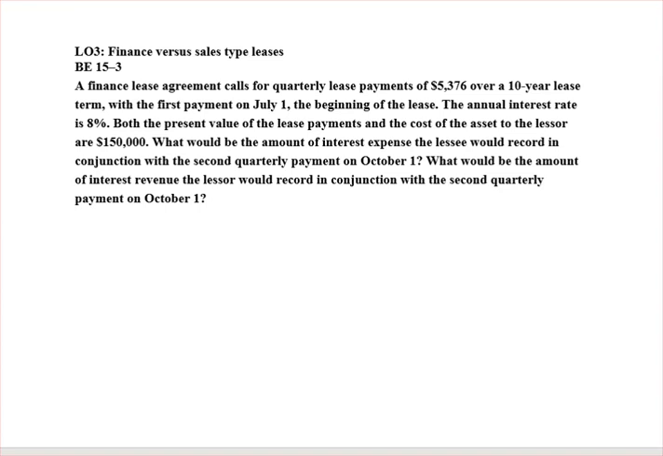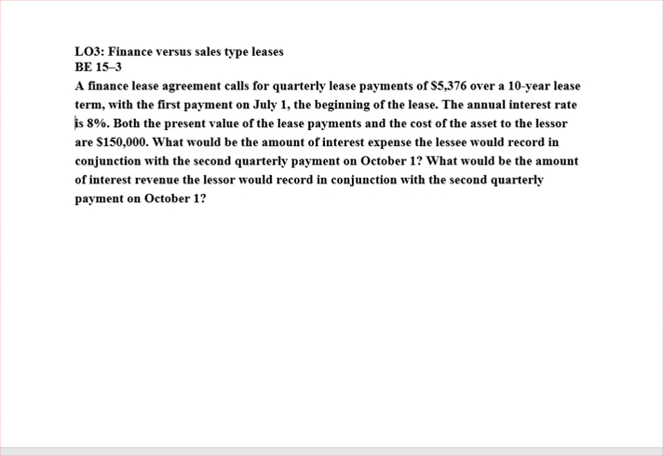A finance lease agreement calls for quarterly payments over a 10-year lease term, with the first payment on July 1st. The annual interest rate is 8%. Both the present value and the cost are $150,000. What would the amount of interest expense the lessee records in the second quarter payment? And what would the interest revenue that the lessor records in the second quarterly payment?